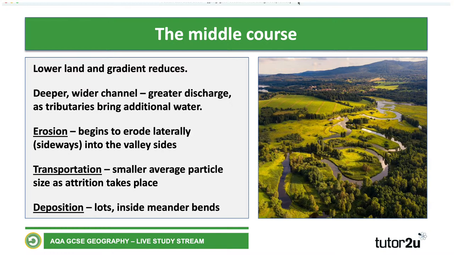So in the middle course, you've got much lower land and the gradient reduces significantly, but the channel gets deeper and it gets wider. There is a greater discharge of the river, and we'll talk a bit more about that in a few moments. And the tributaries coming in all bring additional water. So in terms of erosion here, we've got lateral sideways erosion into those valley sides. And this is mainly by abrasion and attrition. In terms of transportation, we've got smaller average particle sizes because you've got attrition taking place here. So they've eroded and they're quite small. That transportation is mainly through the form of suspension. It's a much smaller load than we had before.